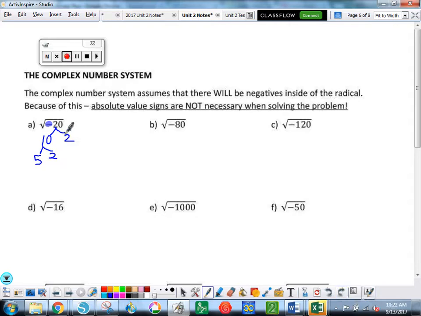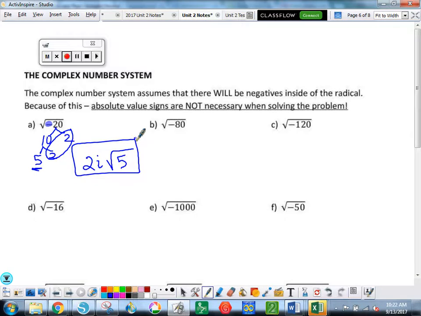Now, looking at this, the 2 comes out, the 5 stays in. Now, notation, this is where the negative will come in. The 2 goes out, the 5 stays in, and because it's a negative, the answer is imaginary, and you put the little i right here.